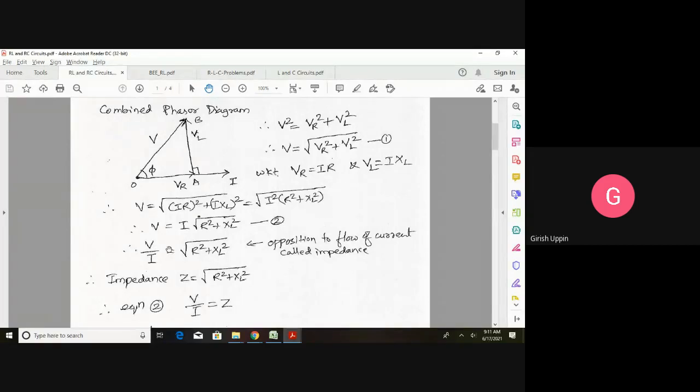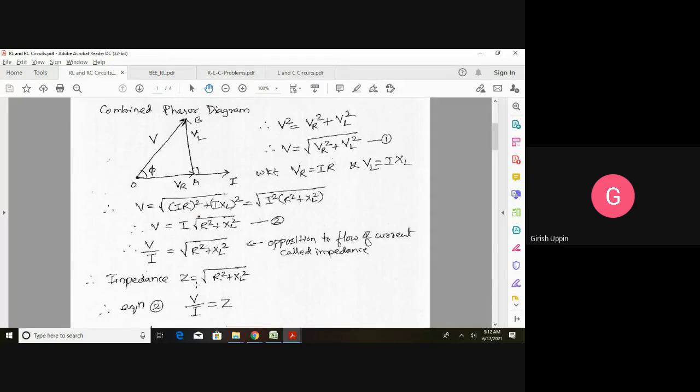And I told you what is V by I. Anybody? What does V by I represent for any circuit? Opposition. Very good. So this is the opposition offered by the RL circuit. And how to calculate the opposition offered by the RL circuit? It is nothing but square root of R square plus XL square. And we know what is XL. XL is equal to omega L is equal to 2 pi FL. Now, in case of a RL circuit, we call it impedance. So V by I, this is nothing but Z.